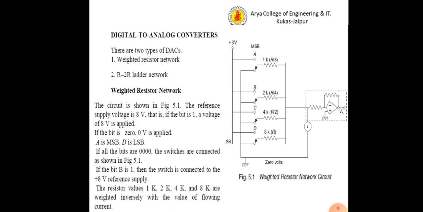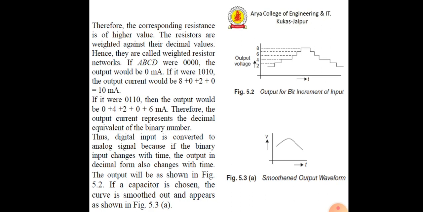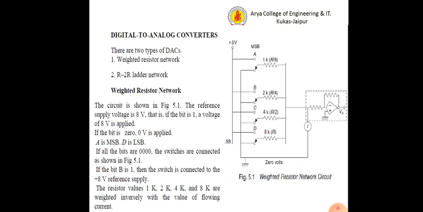The output is shown in the next slide as figure 5.2. If a capacitor is chosen, the output will be smoothed out as shown in figure 5.3. This is how a weighted resistor network as shown in the slide works.